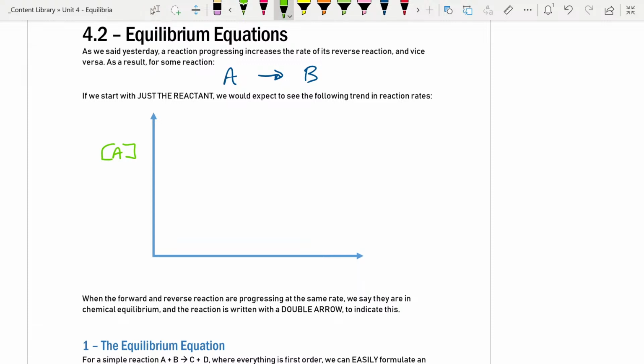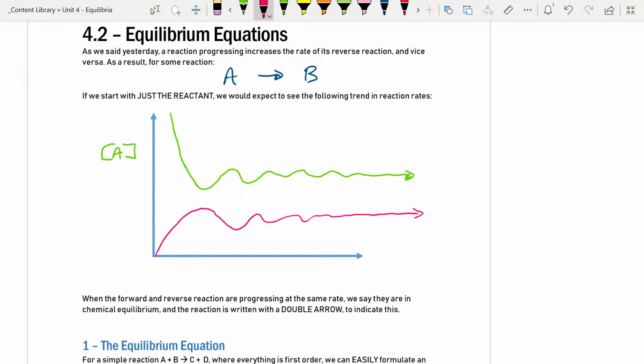Okay, so we start with A, and we said yesterday that it's going to go down. It's going to get used up. But then at a certain point, we expect to see this kind of thing, where eventually it reaches a steady state. Not much of a graph, but there we are. And then we have this one, and maybe this crosses, maybe it doesn't. I'm going to have it not cross. We expect to see some steady state like that as well. They kind of trade off each other. They're related to each other.